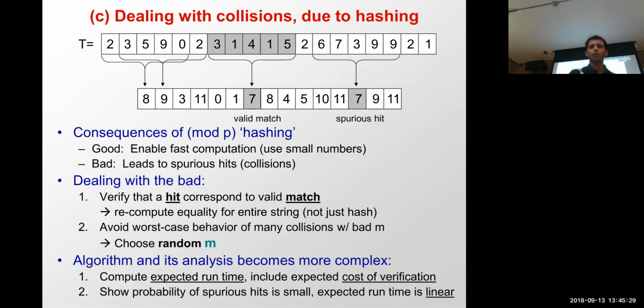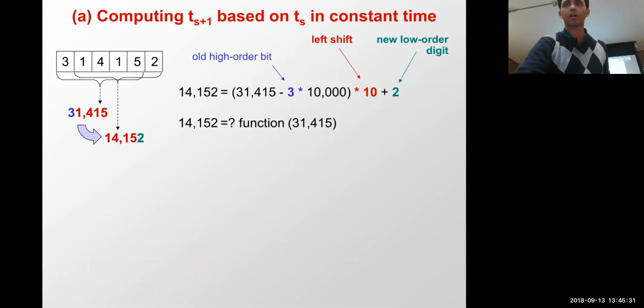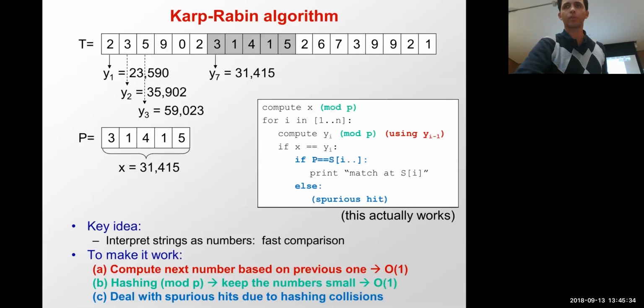Then you just simply fall into this case of the algorithm, and you say, oh, this actually was not an exact match, so it's a spurious hit, and I just continue.